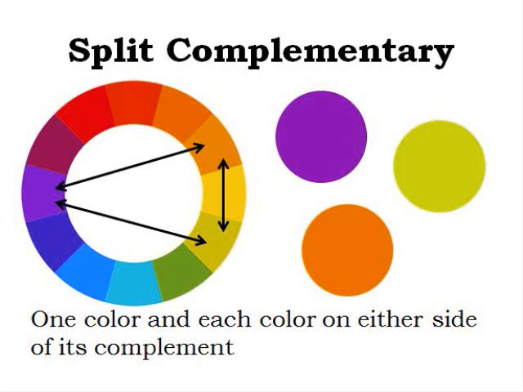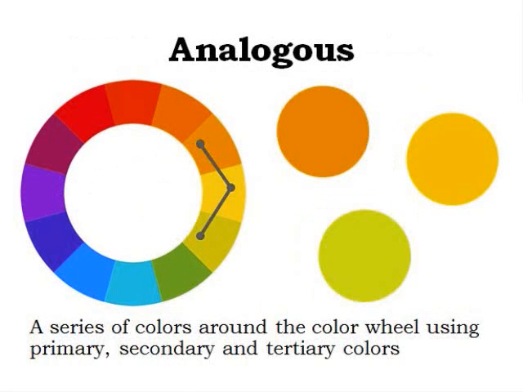Another color combination is called analogous. Analogous is very appealing to the eye because it is a series of colors on the same side of the color wheel. These could be primary, secondary, or tertiary. For this example, I chose 1 primary and 2 tertiary colors: yellow, yellow-green, and yellow-orange.